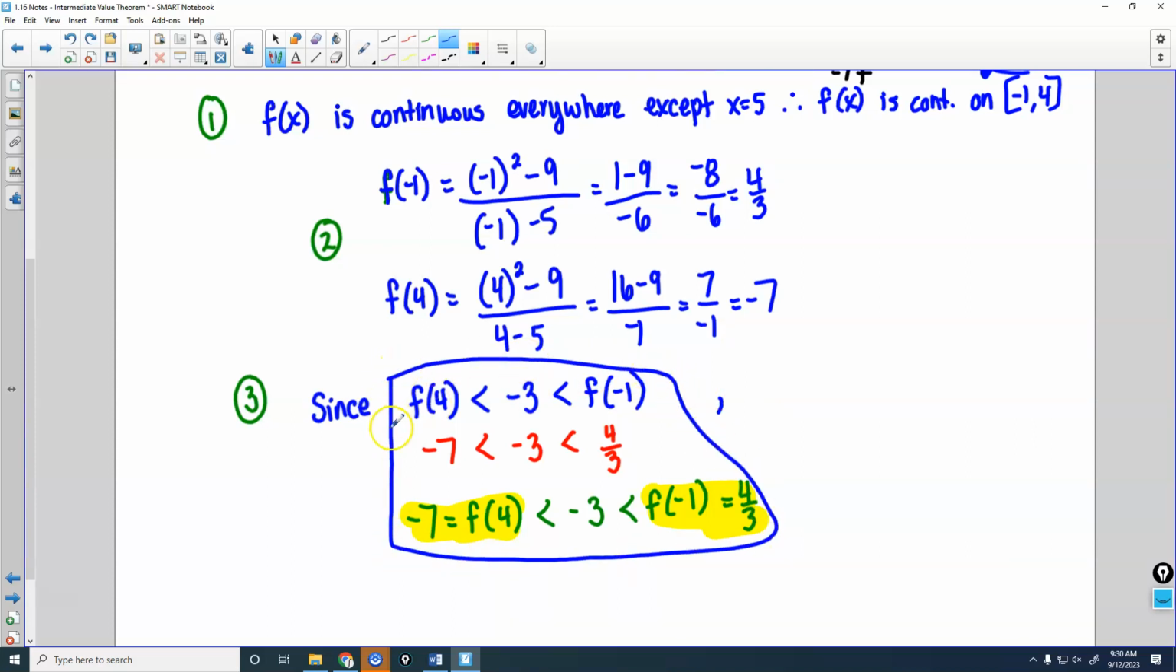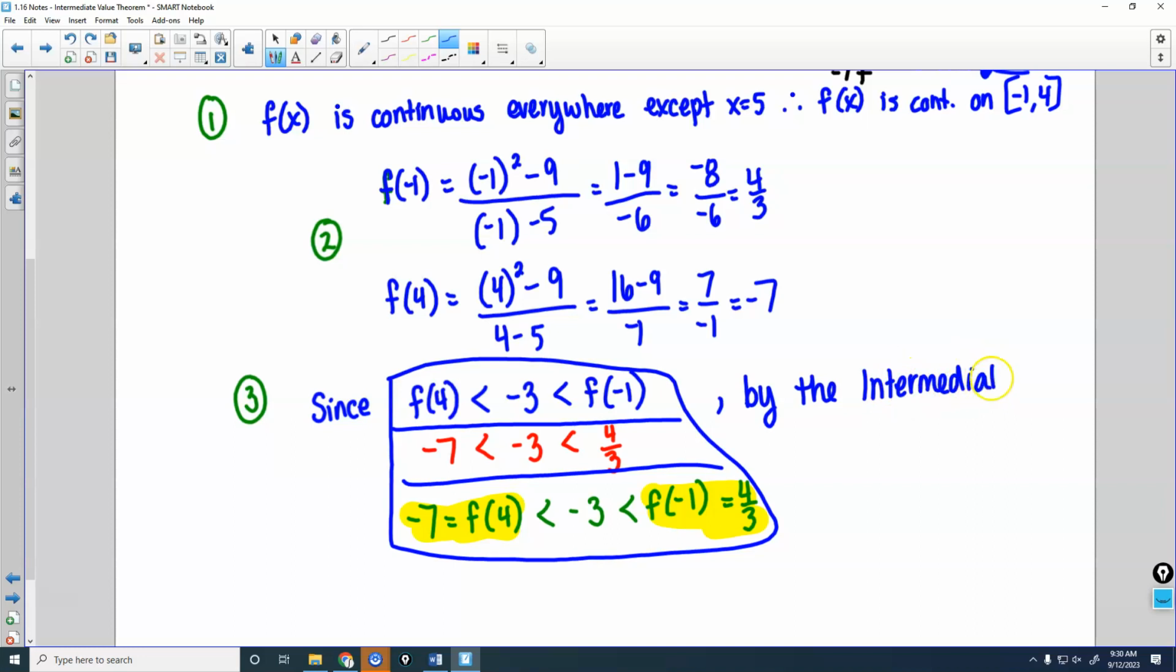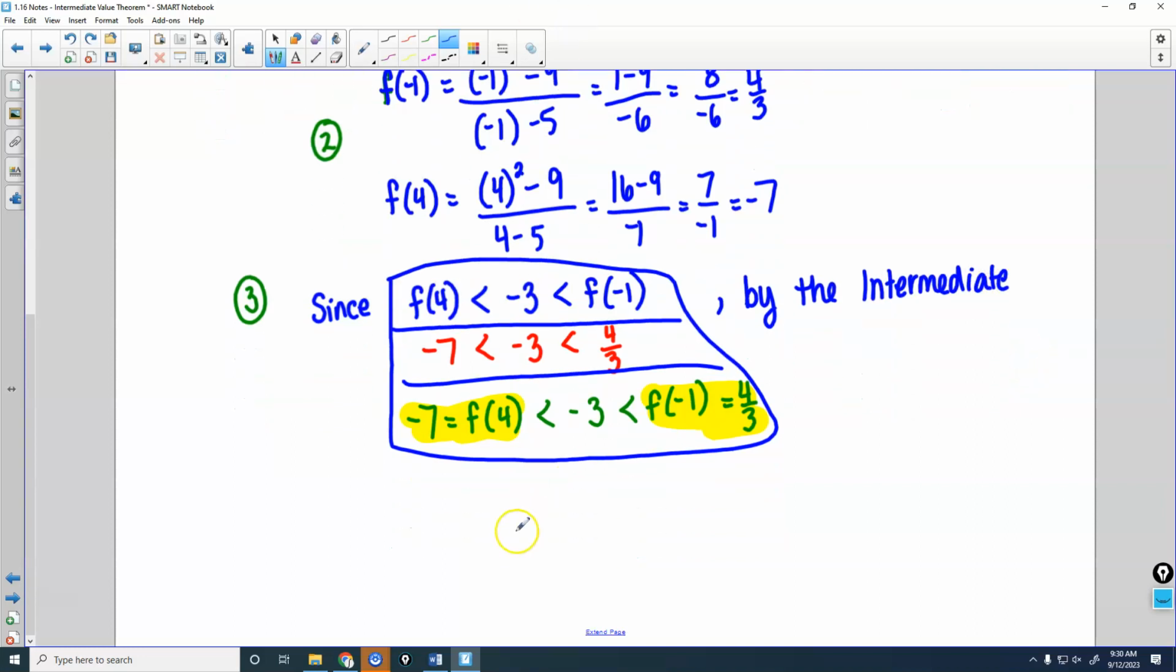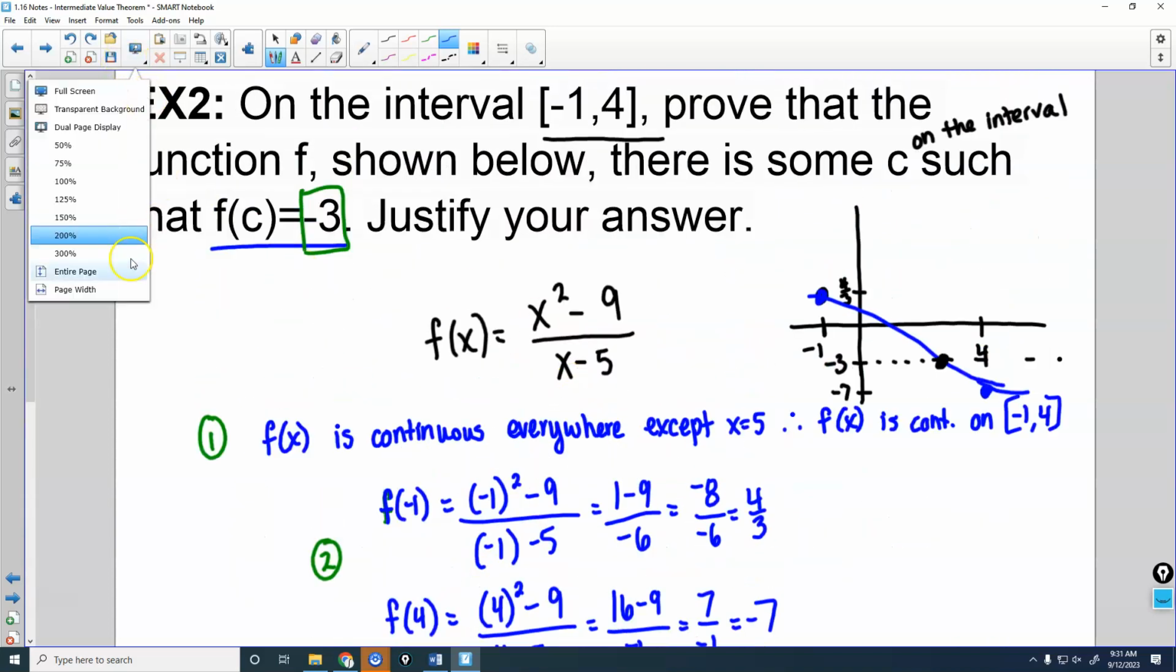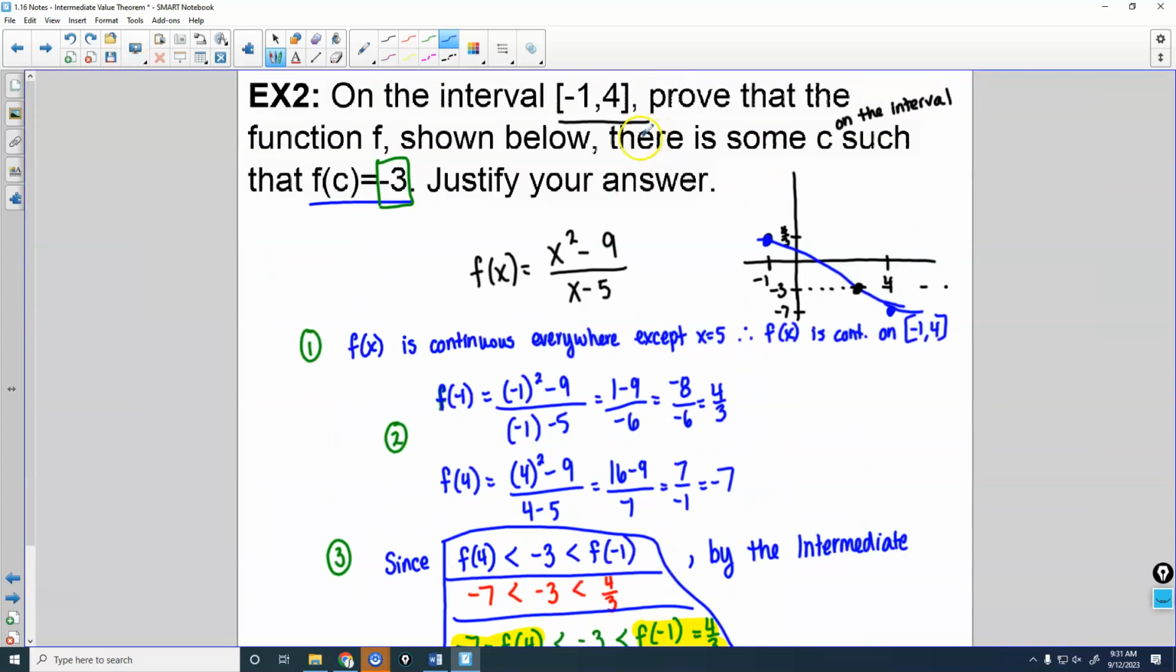All right, so since this is the case, we could say any of these three things right here, right? Any of those are options. Since that is true, by the intermediate value theorem, and then I like to, especially whenever it's giving you this problem, just restate what the problem said. There is some c such that f of c equals -3.